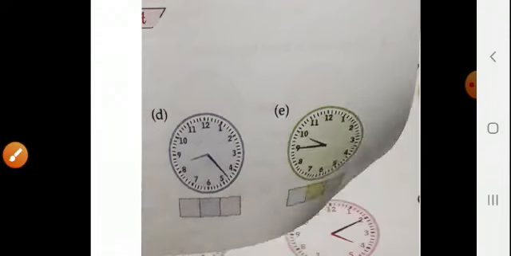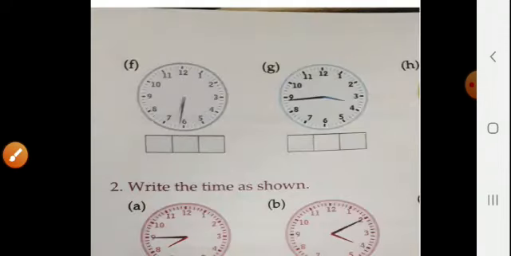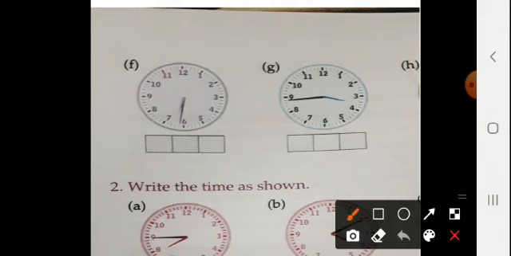Now come on towards our next page. F and G part we will also see. See, dear students, what is going on here? Think about it. The smaller needle is after 6. That means it is already 6. And how many minutes have passed? That means on 6, 5 6s are 30 plus 1, 31. Understood? Simple.